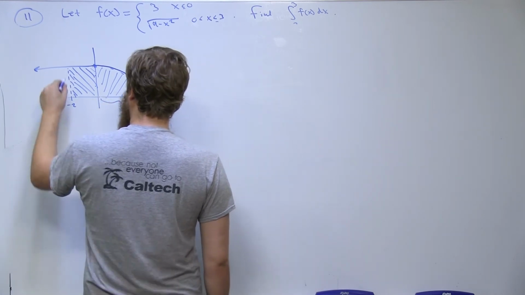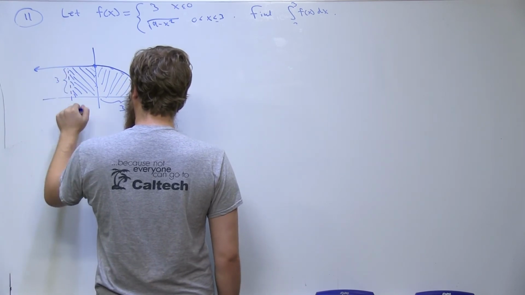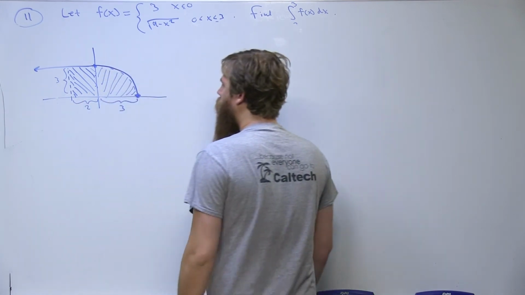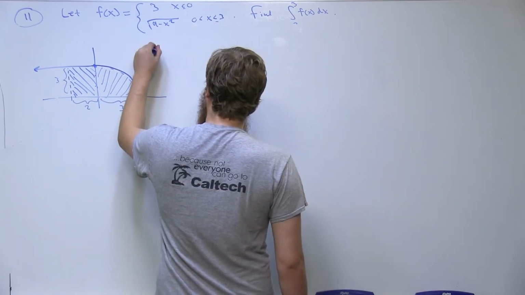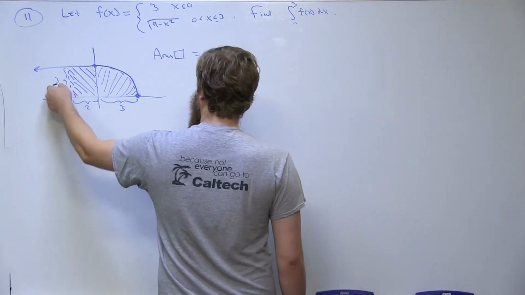You know this radius is 3. You know this height is 3. And you know this width is 2. So you can compute everything. The area of the rectangle is equal to 2 times 3.